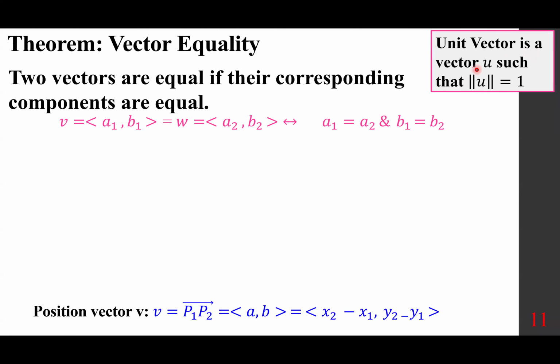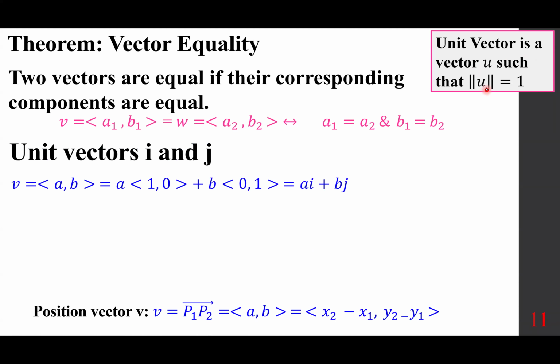A unit vector is a vector such that its magnitude is 1. Unit vectors i and j: vector a comma b is a times 1, 0 plus b times 0, 1. This is the unit vector i. This is the unit vector j, so ai plus bj. So the components 1, 0 for this one, the components 0, 1 for this one.